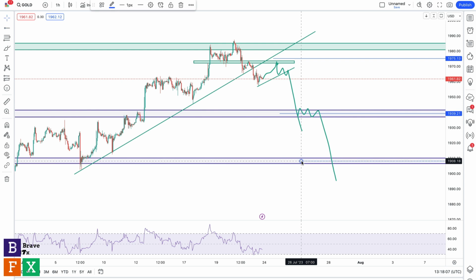So this is how I'm going to trade gold. If you are not yet in on the trade, because last week on Friday, I think, or Thursday, I sent out this setup on our Discord community.